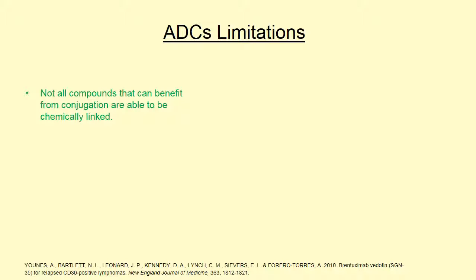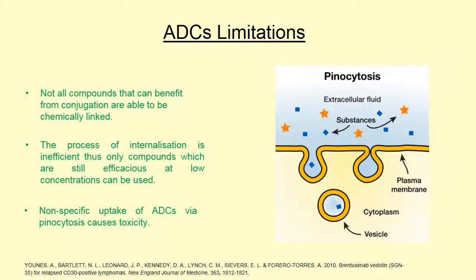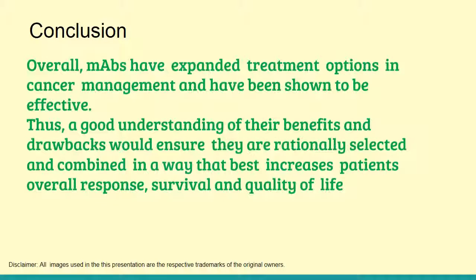Antibody-drug conjugate limitations: not all compounds that can benefit from conjugation are able to be chemically linked. Also, the process of internalization is inefficient. Thus, only compounds which are still efficacious at low concentrations can be used. Lastly, non-specific uptake of ADCs via pinocytosis causes toxicity due to off-target effects. In conclusion, monoclonal antibodies have proven their benefit to patients in terms of response, survival, and quality of life.